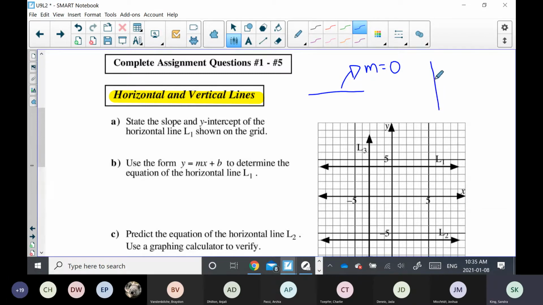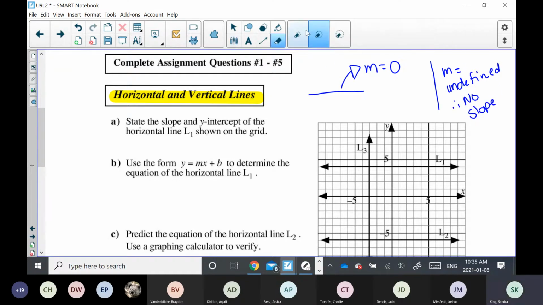If I gave you a straight vertical line and I said, what's the slope of this line? The slope of a vertical line is undefined. There is no slope. And I shouldn't actually even write the word equal. I should say slope is undefined.